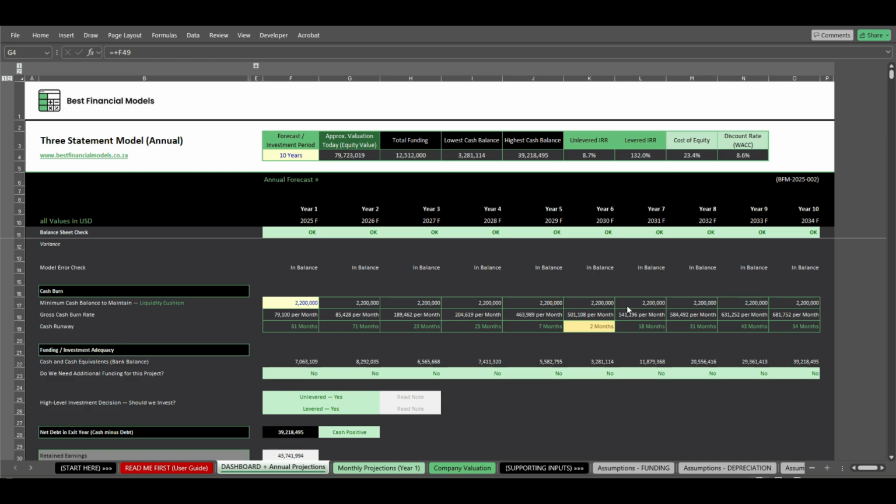So firstly, this model is designed for simplicity and user-friendliness. The dashboard and all other input sheets include guided input areas with cells highlighted in yellow and blue text for intuitive navigation. Any changes made in the input sheets dynamically update throughout the model, ensuring seamless integration.